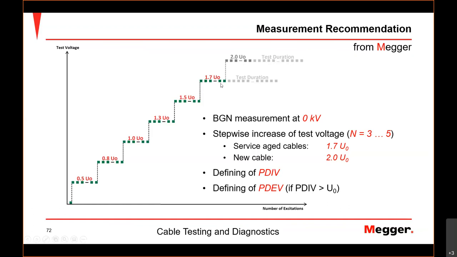So your cable should not have partial discharge up to this value. Some people go even to 2 times phase to ground. Keep in mind, this is a non-destructive diagnostic measurement. You are applying near operating frequency, 1.7 times phase to ground voltage. A cable has to hold this. A cable has to withstand that much voltage. Any switching surge or lightning surge is higher than that. So the cable has to hold that.